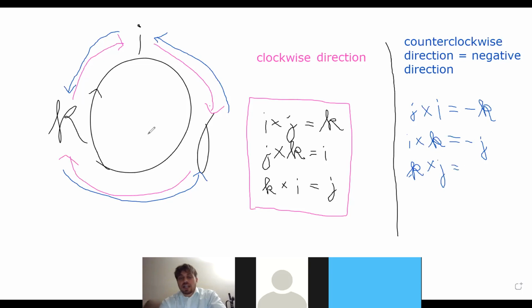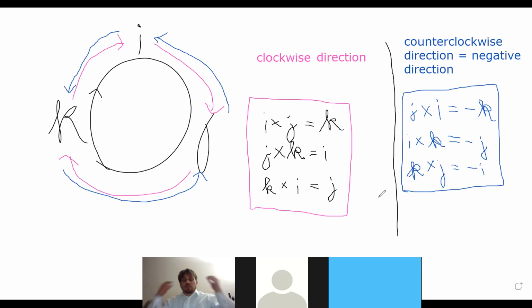And K cross J, first K, then J, after that would be I, but if you're going in the negative direction, K cross J is equal to negative I. And so you could get all 6 of these equations with just that one picture if you add a little bit more of a memorization technique to the same picture, right?